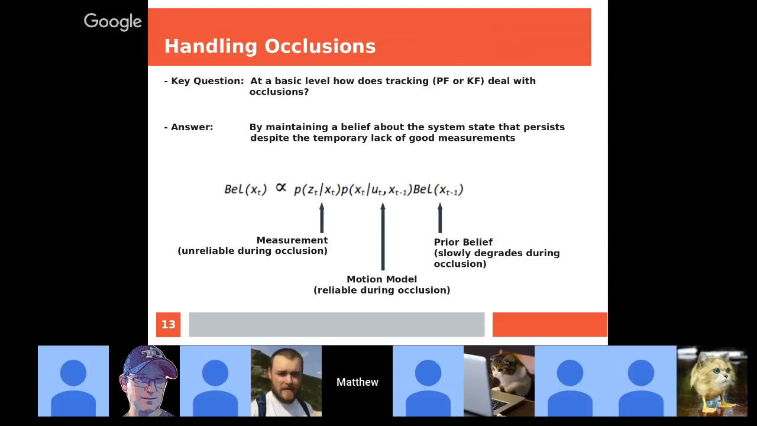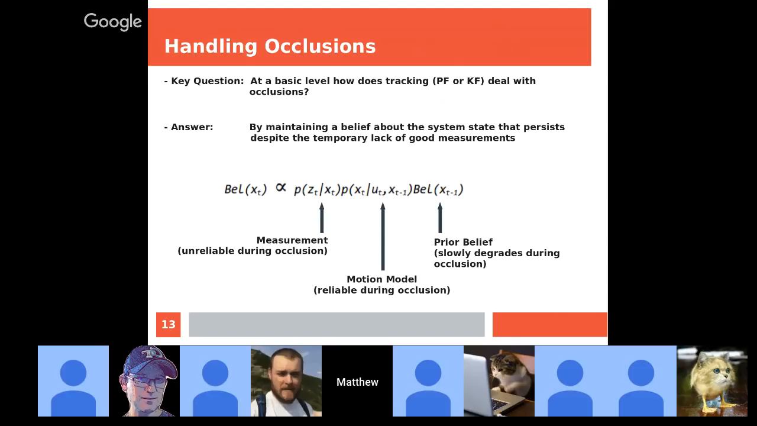Okay, this is how I would answer this question. And there are many answers that are mostly equivalent. My answer would be, the filter maintains a belief about the system's state that sees you through the bad times. And so even though you're getting measurements that are utter garbage because there's a man standing in front of the pedestrian you really want to track, your motion model and your prior belief are good enough to see you through.